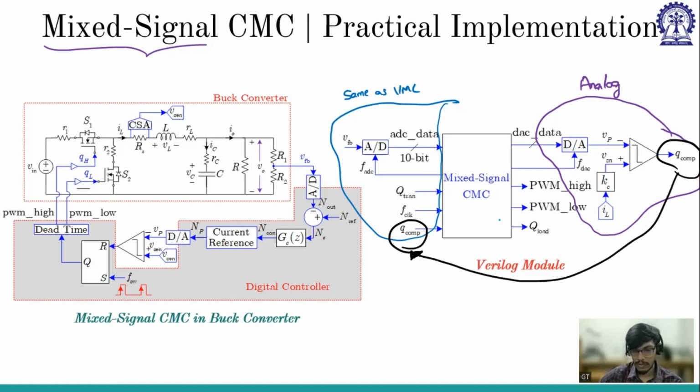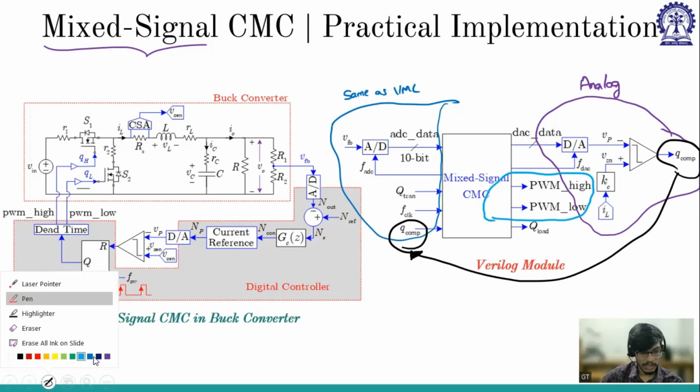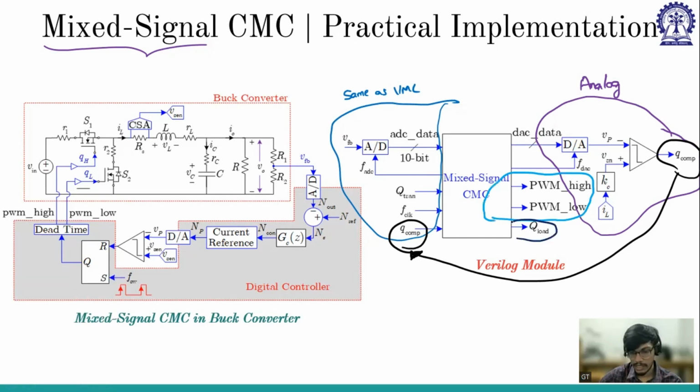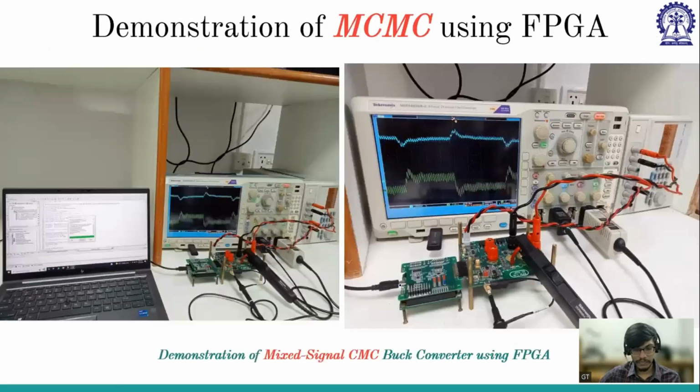And we have these two gate pulses that are going to the high side as well as the low side switch, and then again this is for transient. The details of the Verilog code, the internal instantiation of different modules, and the Verilog code we had discussed in week 8, so we are not going into the details. We'll see the demonstration of mixed signal current mode control.